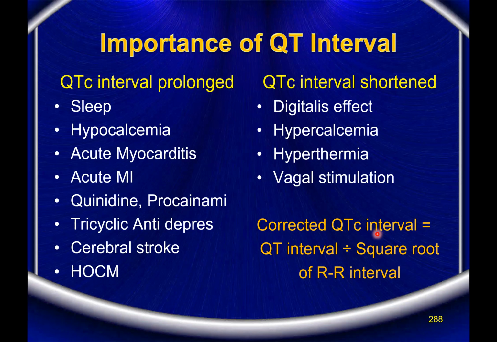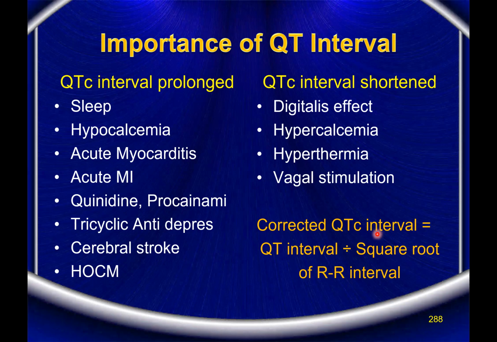When is it prolonged? Sleep, hypocalcemia, acute myocarditis, AMI, acute myocardial infarction, quinidine, procainamide, tricyclic antidepressants, cerebral stroke, hypertrophic obstructive cardiomyopathy. These are some of the conditions where QTc is prolonged and it is shortened in hypercalcemia, hyperthermia, vagal stimulation, and digitalis effect.